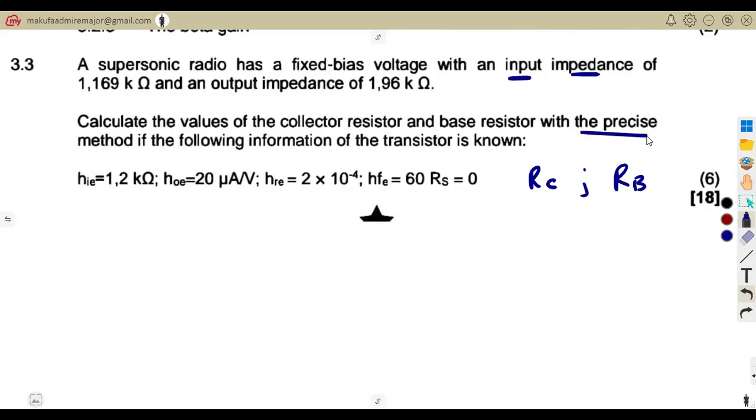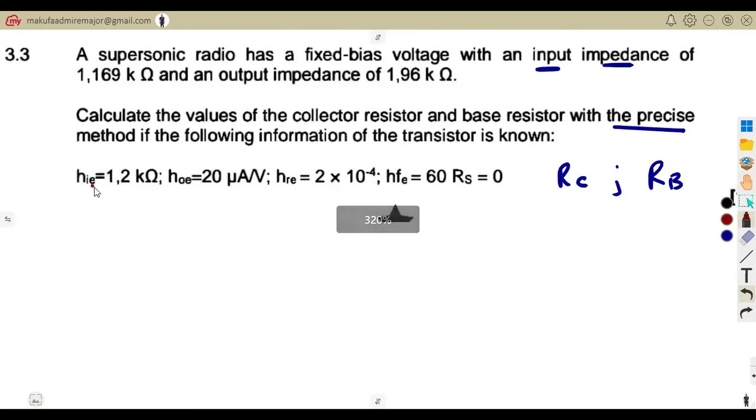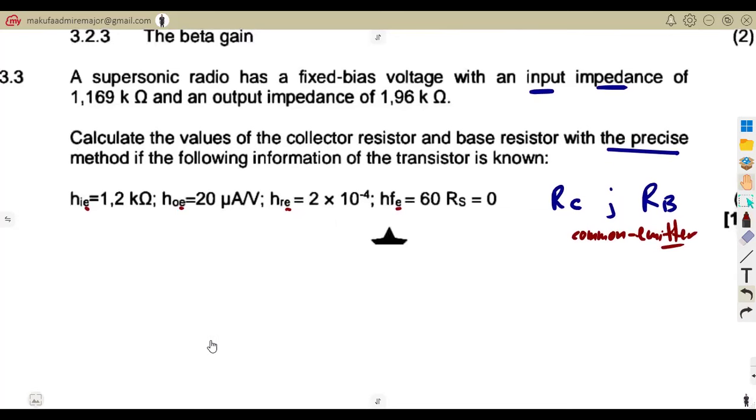And they are saying, with the precise method, if the following information of the transistor is known. From the letter E that we can see there, it is telling us something. What are we dealing with? We are dealing with a common emitter. We can see from that information that it is a fixed bias voltage.